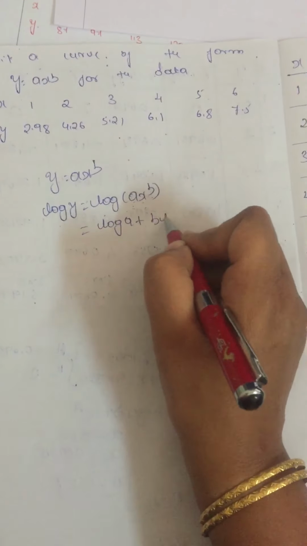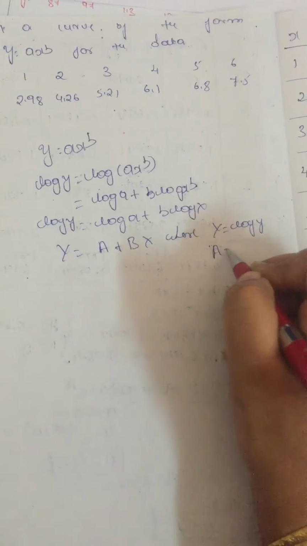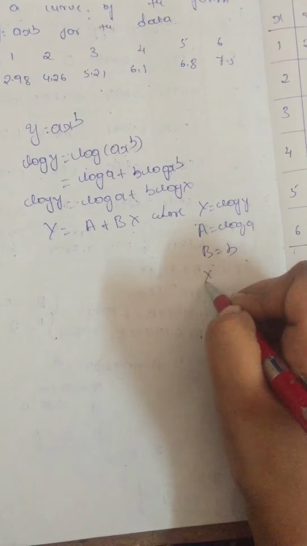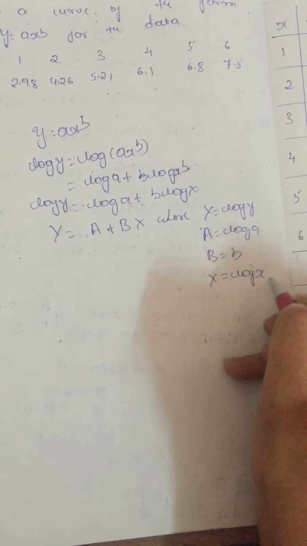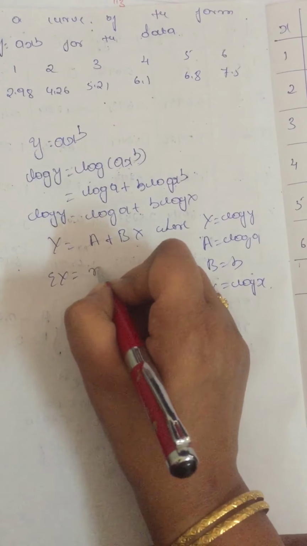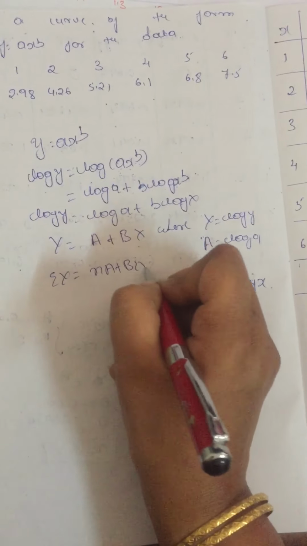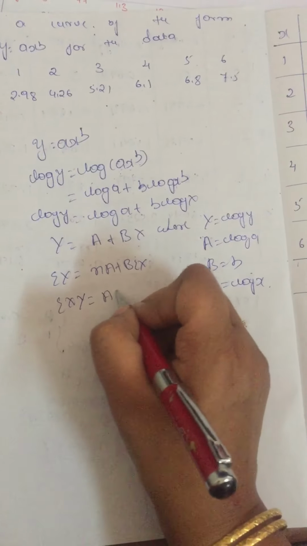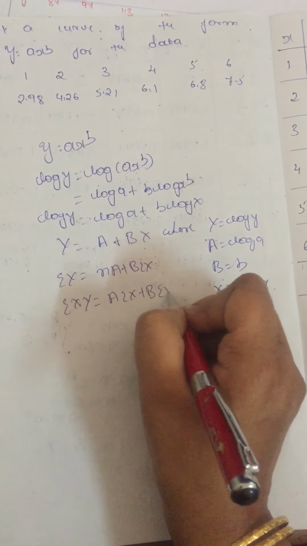That is log y. So now we can write capital Y is equal to capital A plus capital B into capital X, where capital Y is equal to log y, capital A is equal to log a, capital B is equal to small b, and capital X is equal to log x. Now write the normal equation. The normal equation is summation Y is equal to nA plus B into summation X. The second equation is summation XY is equal to A into summation X plus B into summation X square.